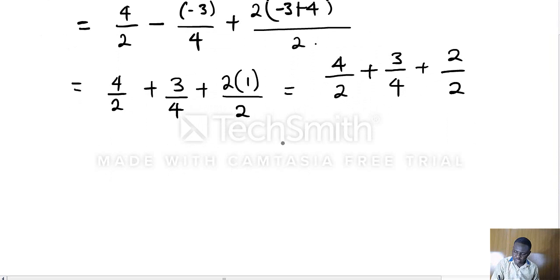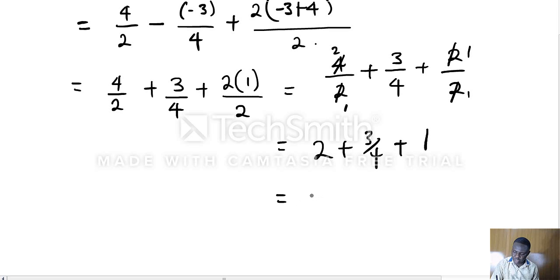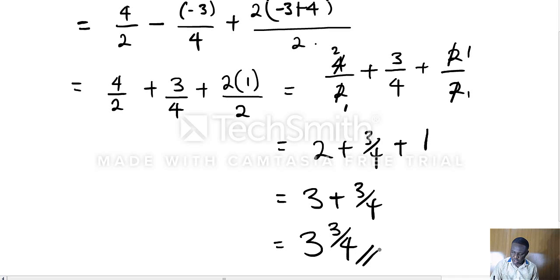of which this can be simplified to be 2 into itself is 1, 2 into 4 is 2, 2 divided by 2 is 1, so this is 2 plus 3 over 4 plus 1, and this can be said to be 3 plus 3 over 4, which is equal to 3 whole number 3 over 4 as your answer.